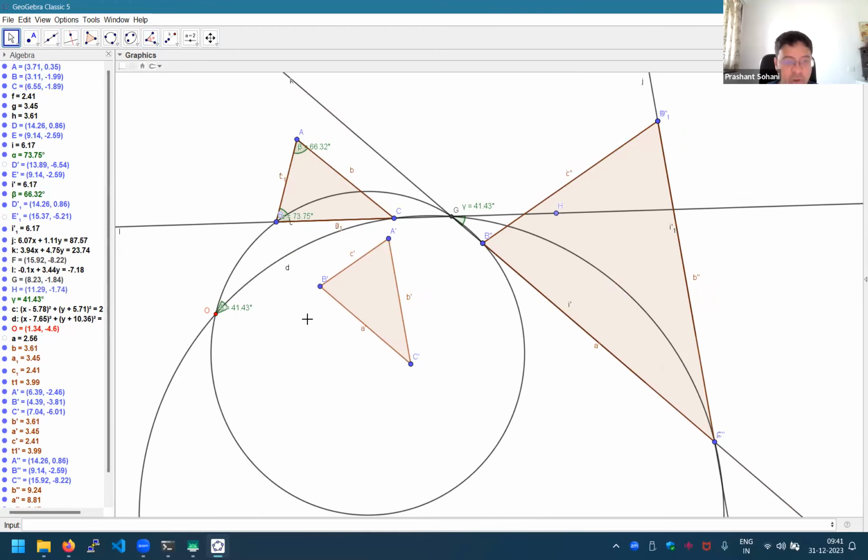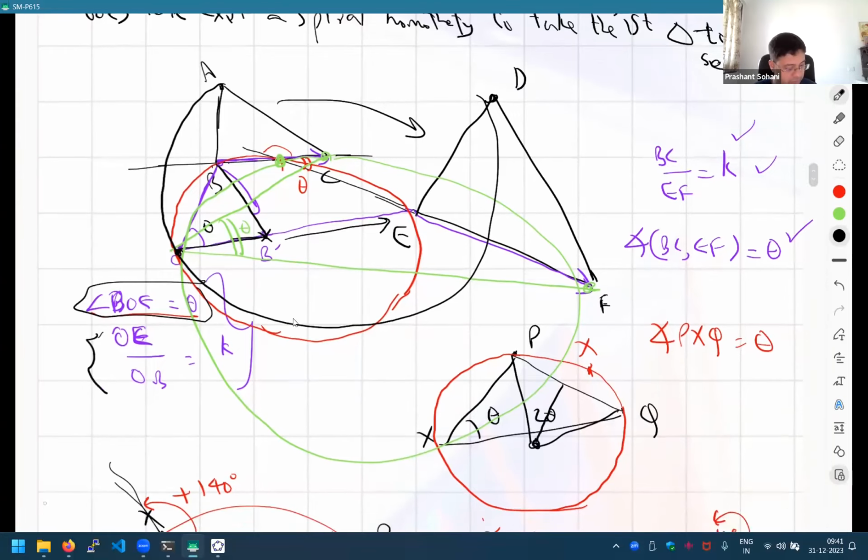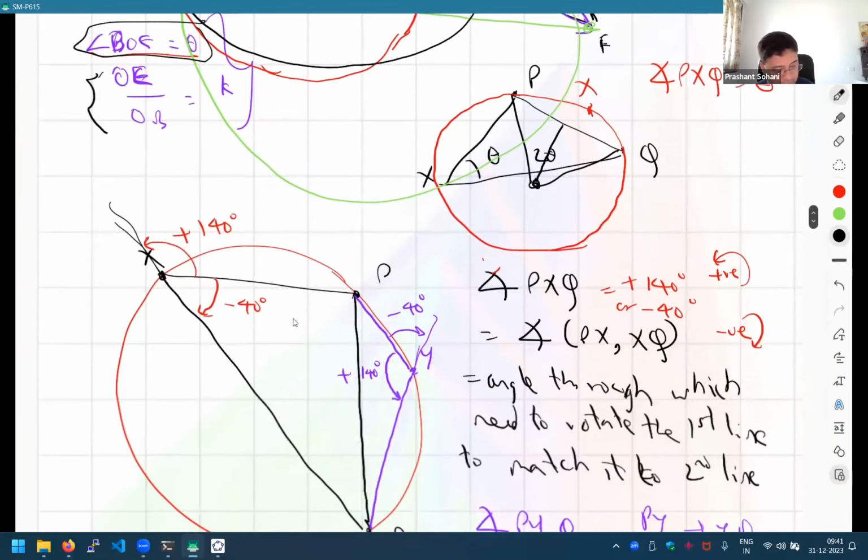Okay, but this is not all. So far, if I go back to my diagram, what we have made use of till now is only the first part, the fact that the angle formed by the center of homothety is a constant theta. But we also know the ratio, right? So can we use the ratio to get more loci?